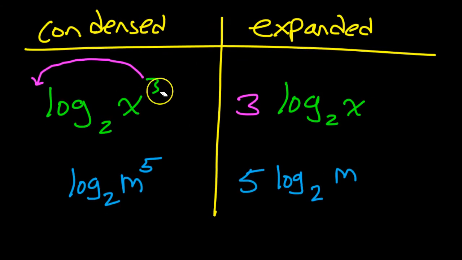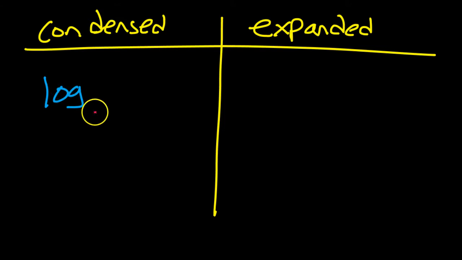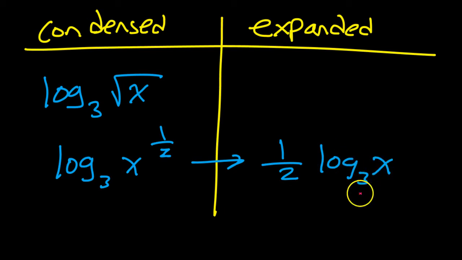There's one more thing I need to tell you, and remember this. Square root is the same thing as the 1/2 power. So if I gave you the log base 3 of the square root of x, this would be the same thing as the log base 3 of x to the 1/2 power. And in expanded form, this 1/2 is going to go in the front. So it would be 1/2 log base 3 of x.